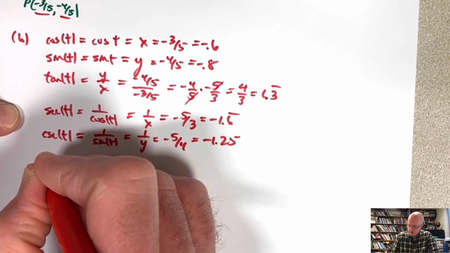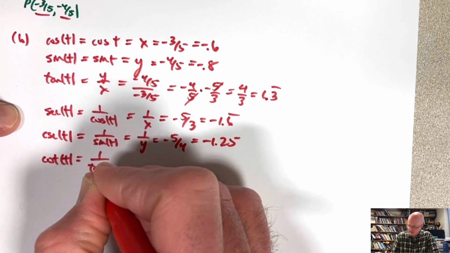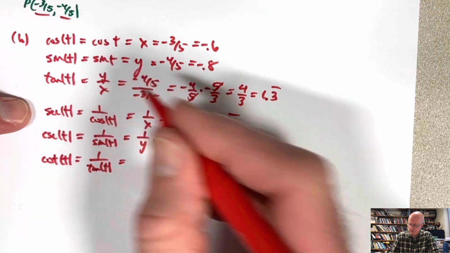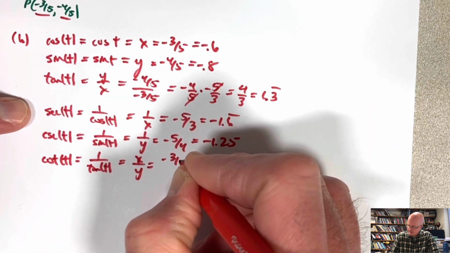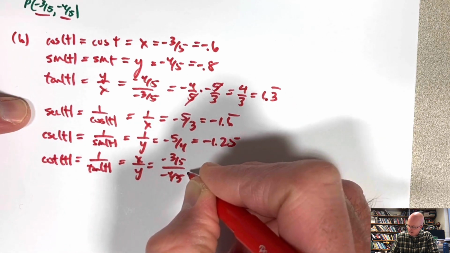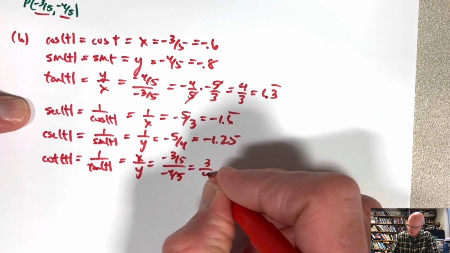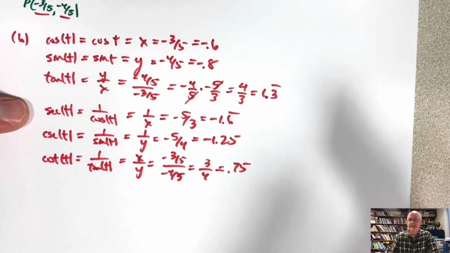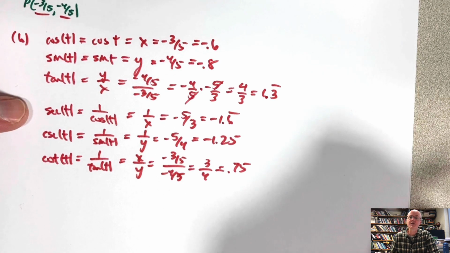And finally, cotangent of t is 1 divided by tangent of t. It's the reciprocal of tangent of t. So take the reciprocal of y over x and get x over y. Negative 3/5 over negative 4/5. I also could just take the reciprocal of this thing. In the end, you're going to get 3/4 or 0.75 for the value of the cotangent function. These are true not by magic, but by definition. These are what these functions equal.